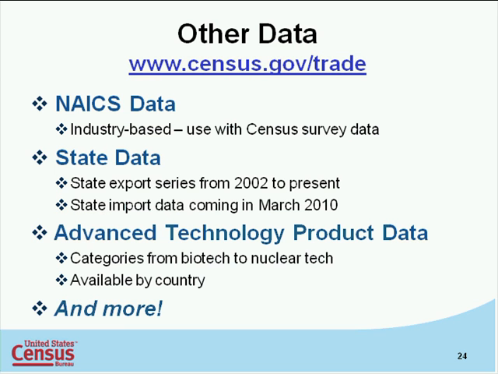There is also advanced technology product data and categories ranging from biotech to nuclear technology. In addition, there is also, as I mentioned before, the FT900 U.S. International Trade in Goods and Services report that not only details the current trade for the month and for previous years, it also breaks it down into certain end-use commodity categories for petroleum.